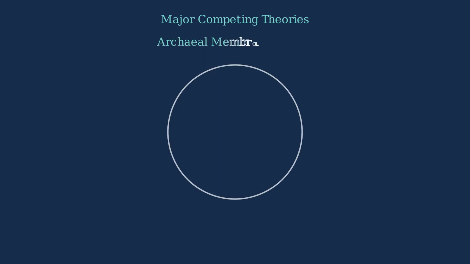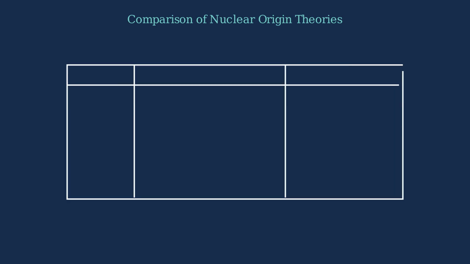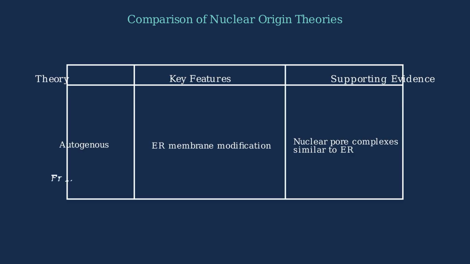The archaeal membrane theory proposes that the nuclear membrane evolved from invaginations of the cell membrane of an archaeal cell. These invaginations would have created internal compartments that eventually formed the nucleus. Let's compare these three main theories. Each offers different explanations for the nuclear membrane's origin and is supported by different lines of evidence.